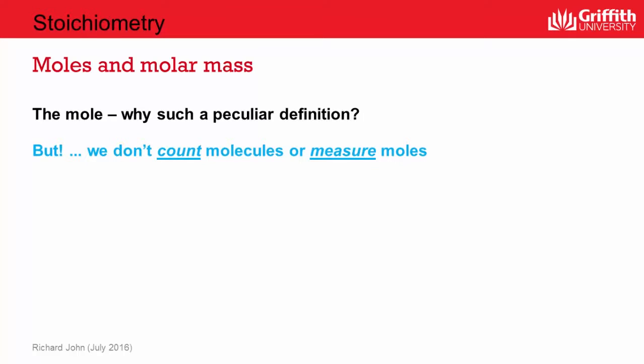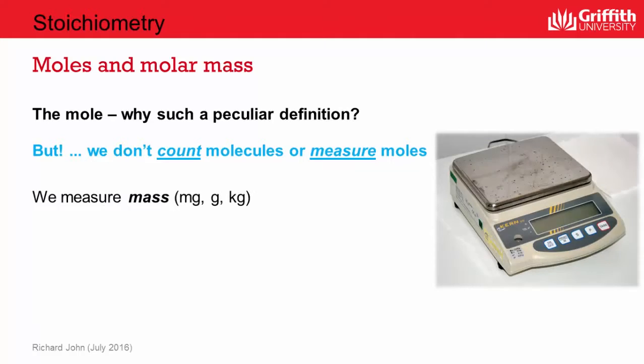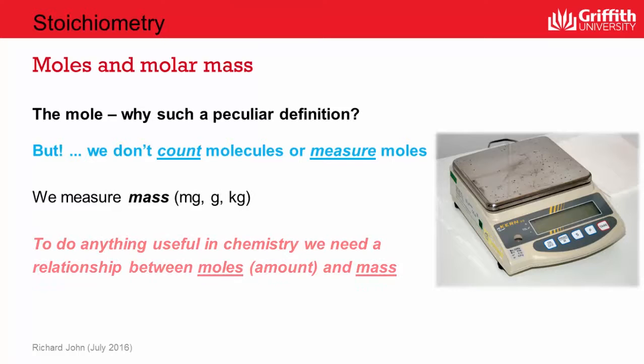The problem is, in the lab, we don't count molecules and we don't measure moles. What we typically measure is mass, and we typically measure grams or milligrams, sometimes even as high as kilograms. And so to do anything useful in chemistry, we're going to need a relationship between the amount of matter represented in chemical equations and chemical formulas and the mass of matter, which is what we actually physically measure out in labs. And that relationship is provided by the property of molar mass.